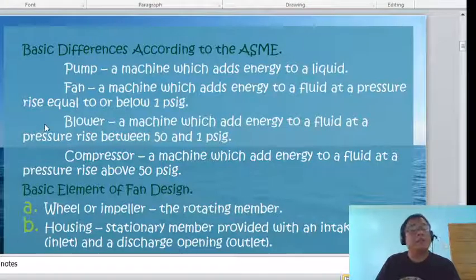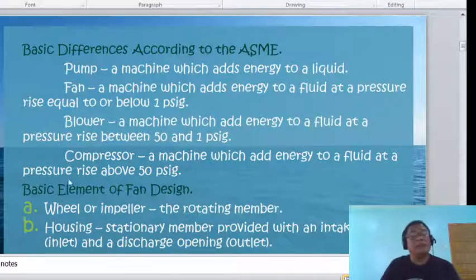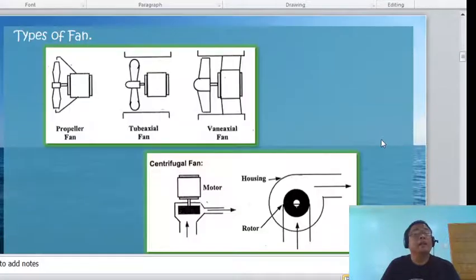So the basic elements of a fan, of course, are the wheel or the impeller, which is the rotating member, and the housing, or the stationary member. And then we have here the types of fan. We have the propeller type, the tube axial type, and the vane axial type. And below, of course, is the centrifugal type.